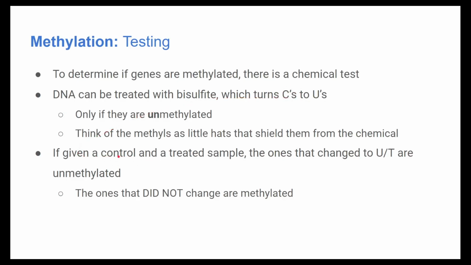So you can get a control, which is an untreated sample. It just has the C's as they normally are. And a treated sample, where you're going to see some C's and T's. If there are any C's that ended up changing into T's, you know that they are not methylated because they got hit. If they stay the same, they are methylated. So when you count methylated versus non-methylated, remember, if they change, they're not methylated. And if they're methylated, they do not change. So it's kind of an inverse relationship there.